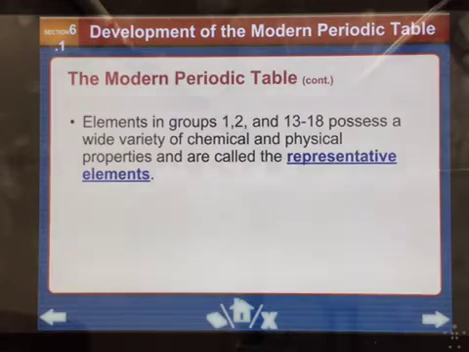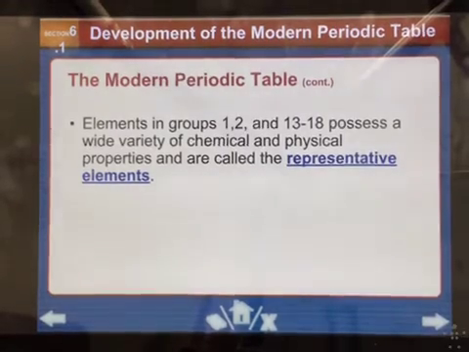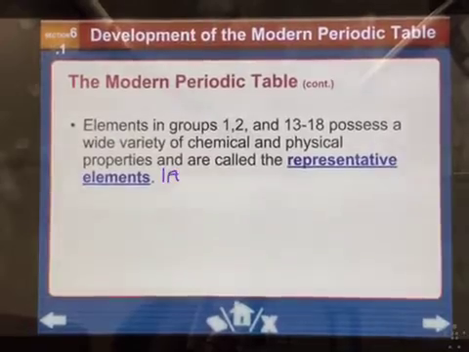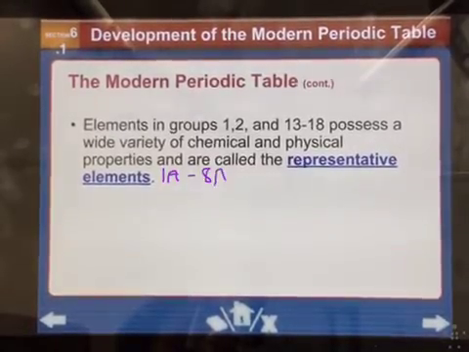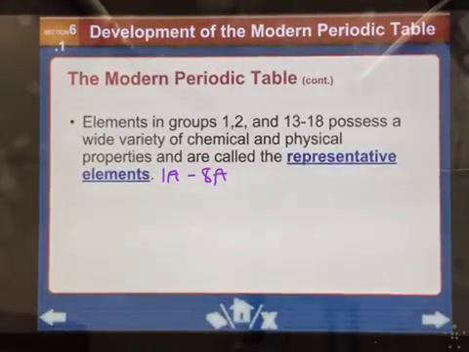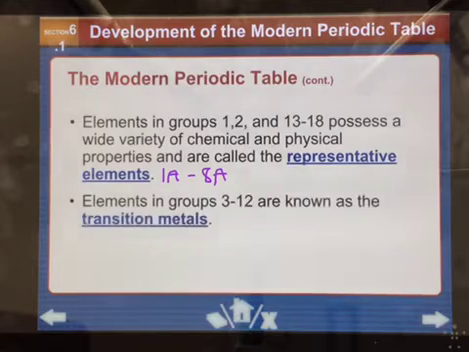However, when I talk about these groups, they will always be groups 1A through 8A for me. So you'll never hear me call column 18 of the periodic table group 18. It's always going to be group 8A to me, or just group 8. So those representative elements are the ones that we're going to use most often, while the transition metals are the ones that we use a little bit less often.